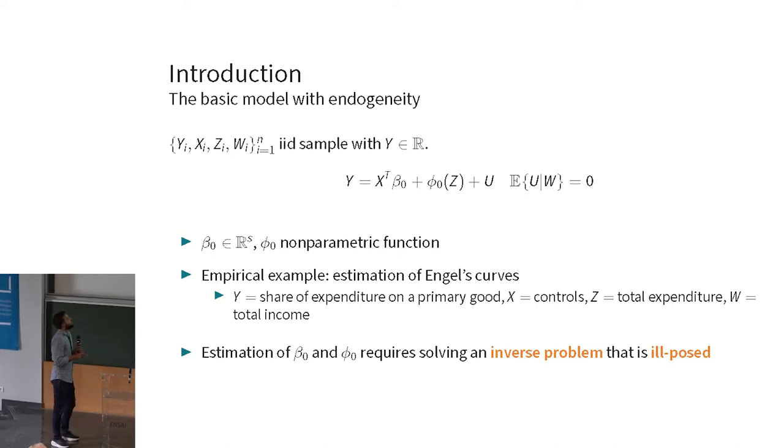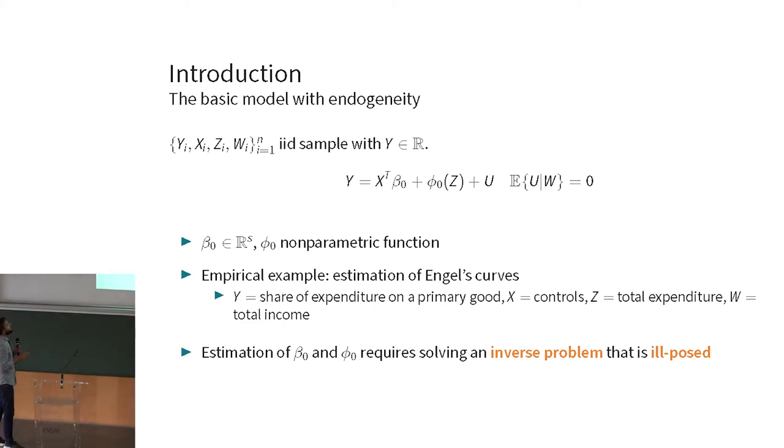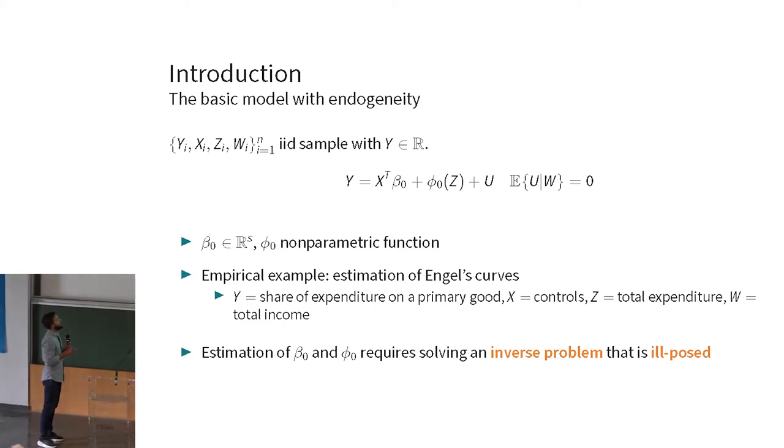On the other hand, to control this correlation, this endogeneity, we introduce some instrumental variables w, such that the conditional expectation of u given w is equal to zero. So Jack and Ingrid have already presented quite a lot of applications of that. Here, beta naught is assumed to be a finite dimensional parameter with s components, and phi naught is a non-parametric function.